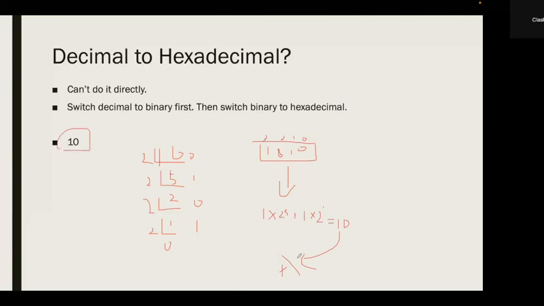This is a simple demo. If you have a number like 101 in decimal and you want to switch it to hexadecimal, you use the same process. You change 101 into a binary number first, and then you switch that binary number into hexadecimal directly.